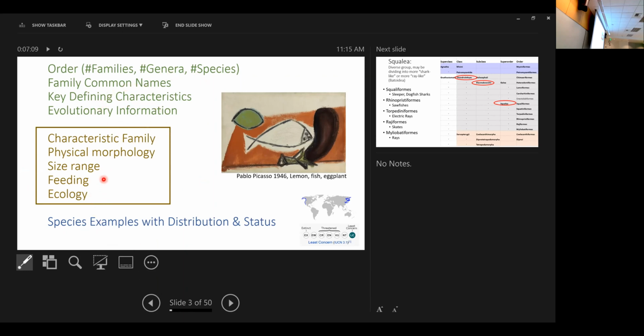And then for the families, I'll have discussion of physical morphology, size range, feeding, and ecology. And sorry, my pointer just isn't really that high tech. There we go. And then I'll give you a specific species example with the distribution in a little map or in words, and then its status here for the IUCN status. And then I'll usually have a picture here too. And this picture actually is our art thing for today. This is Pablo Picasso, Lemon, Fish, Eggplant. Picasso pulled back from the extravagance of impressionistic painting and became an essentialist. He tried to capture images for their essential piece that made them what they were.